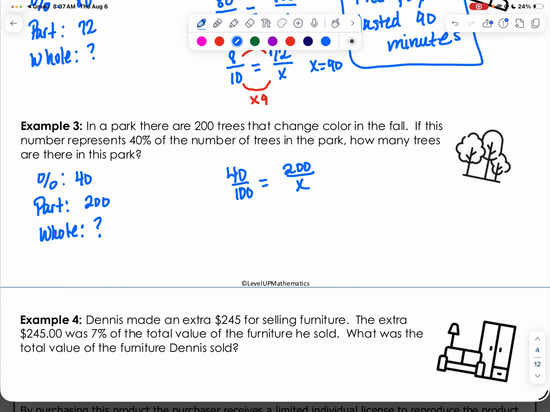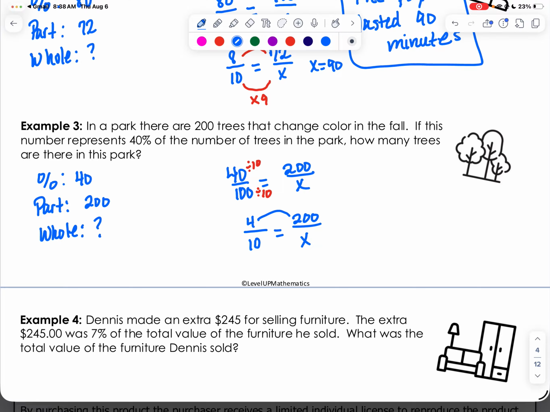So again, for me, it's a little hard to see the scale factor. So I'm going to try to reduce my fraction, just like I did before, by dividing the numerator and denominator by 10. Let's see if this helps me. 40 divided by 10 is 4. 100 divided by 10 is 10, equals 200 over x. So now I can figure out the scale factor.